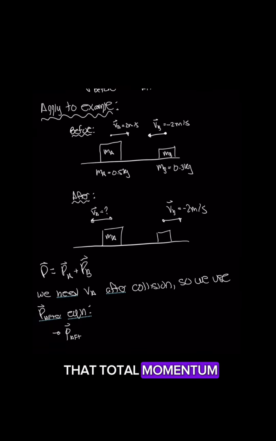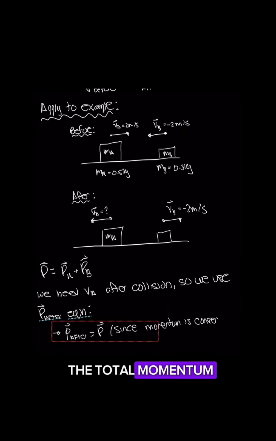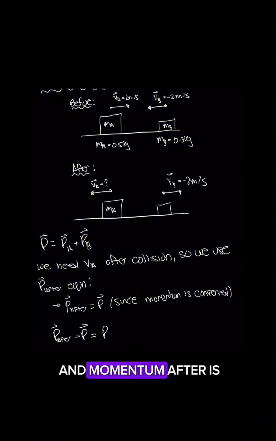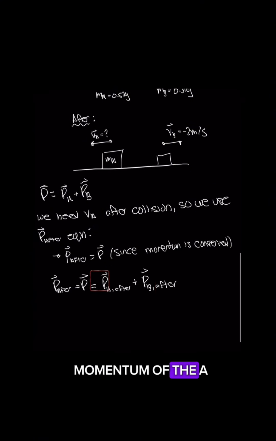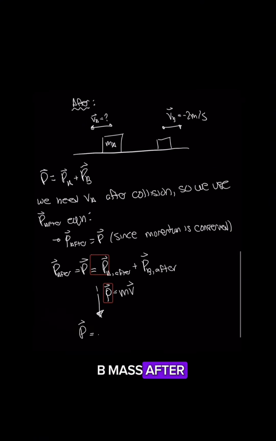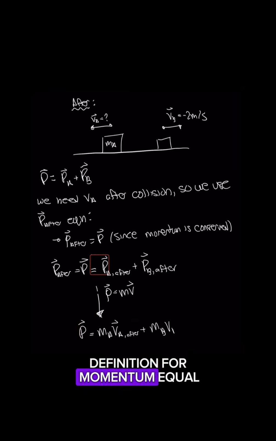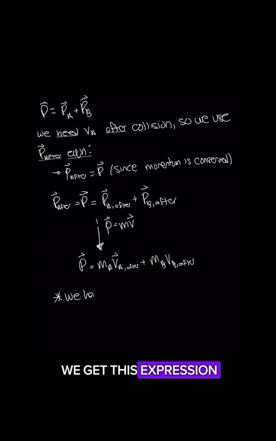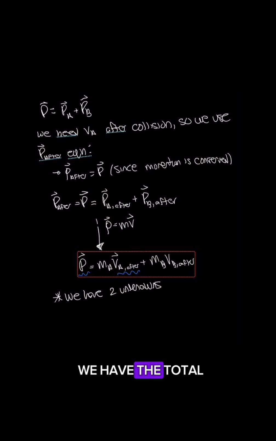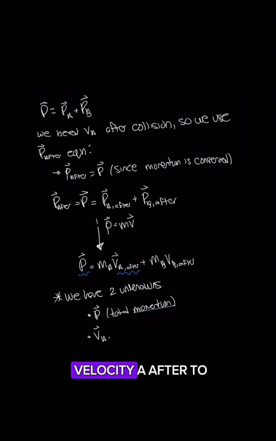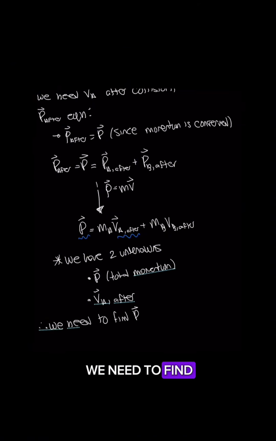We can start by knowing that the total momentum after is equal to the total momentum, since momentum is conserved. And momentum after is equal to the momentum of the A mass after plus the momentum of the B mass after. If we plug in our definition for momentum, mass times velocity, we get this expression. And if we look at this expression, we have two unknowns: the total momentum P, and the velocity of A after. To find the answer, we need to find the total momentum first.